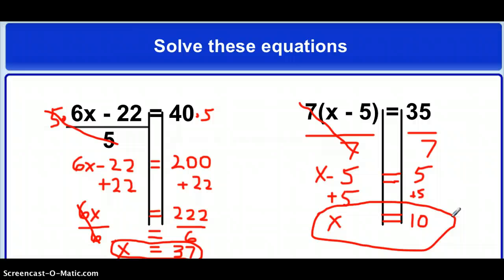Now we can check and make sure if these are correct. What we could do is plug the answer back into the original equation and make sure it works. So let's just look at the second one for now. If we plug 10 in for x, 10 minus 5 is going to be 5. Times 7 is going to equal 35, so 35 will equal 35. It does check out. And the other one actually checks out as well. If we took 6 times 37 and then subtracted 22 from that answer, and then took that whole number and divided it by 5, we would end up with 40 as well.